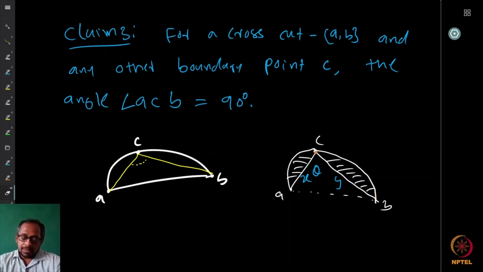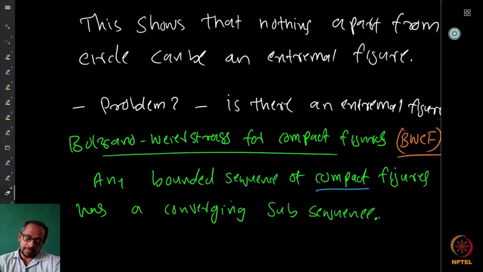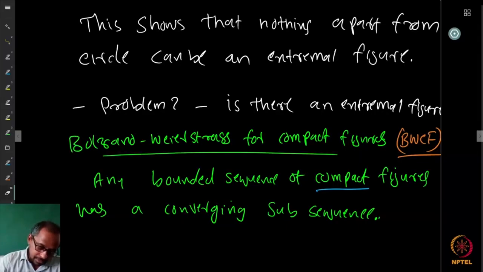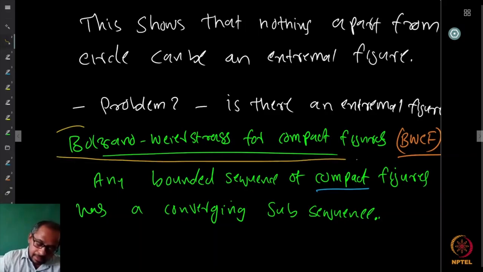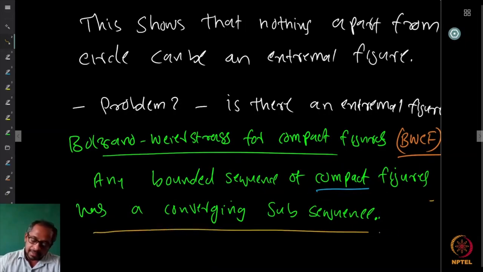So we need to prove that. And proving that requires another version of the Bolzano-Weierstrass theorem. This is called the Bolzano-Weierstrass theorem for compact figures, or BWCF. We say that any bounded sequence of compact figures has a converging subsequence.